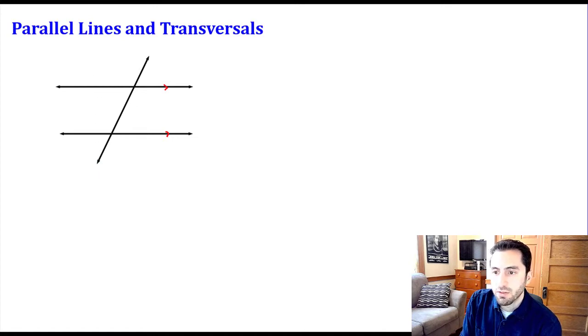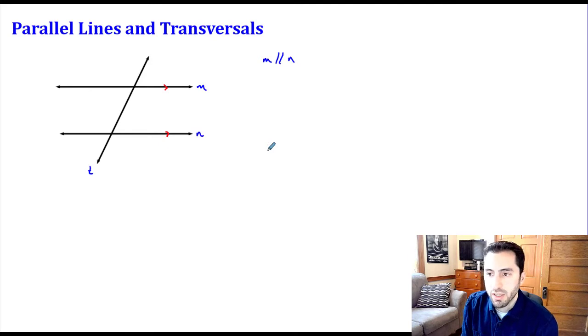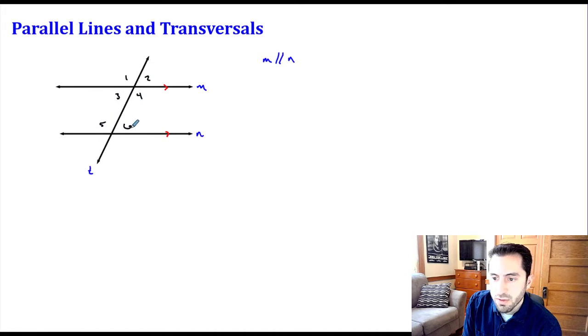So let's label these lines. I'm going to say that my transversal here, this is T for transversal, and then my other two are parallel. I'm just going to name these M and N. So what we know is that M is parallel to line N. So now let's take a look at the angles that we have. So two parallel lines that are cut by a transversal, we end up with 8 different angles. So I'm going to label these 1, 2, 3, 4, and then we'll do 5, 6, 7, 8.